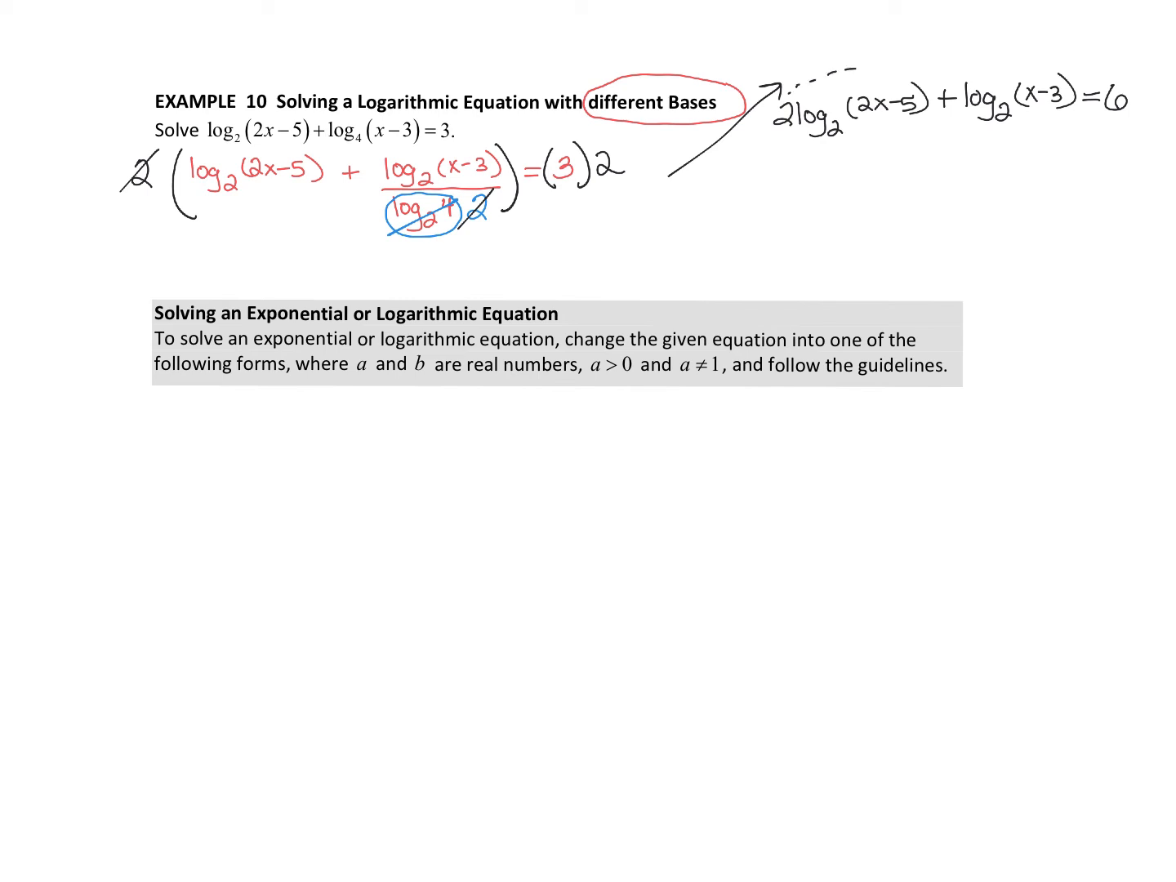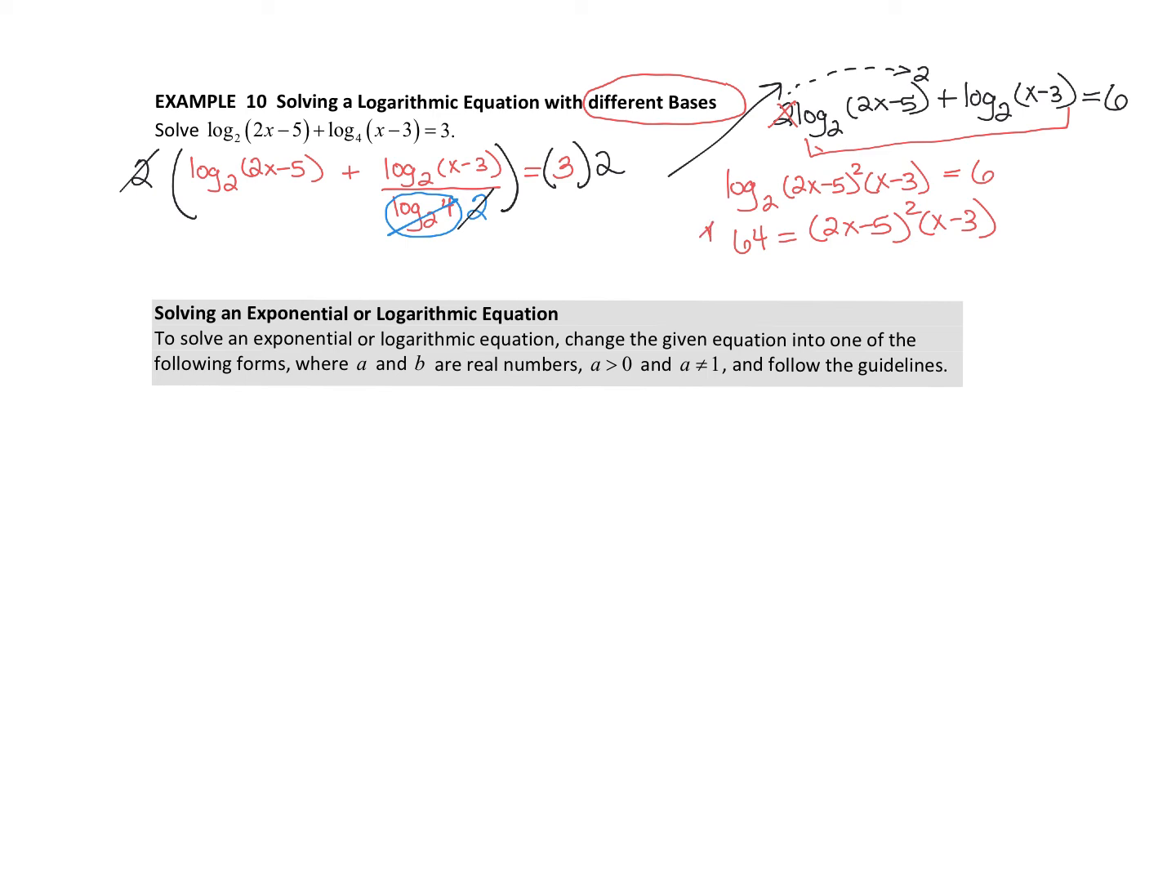I would like to move this 2 up here so that I can condense these two. So that's going to give us log base 2 of (2x minus 5) squared times (x minus 3) equals 6. Converting to exponential form, we get 2 to the 6th, which I believe is 64. So we have 64 equals (2x minus 5) squared times (x minus 3).